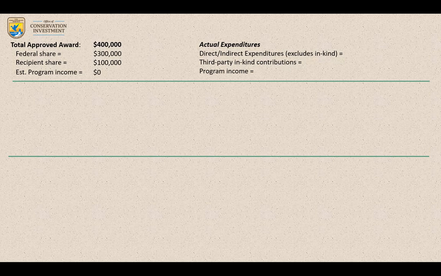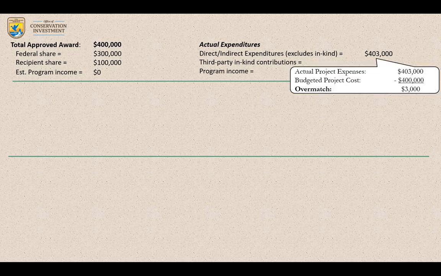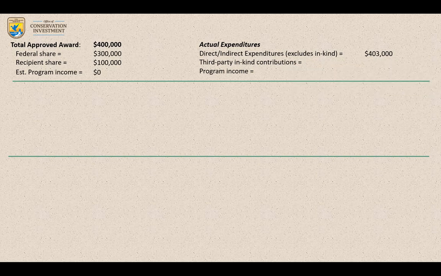Upon completion of the project, the recipient has charged a total of $403,000 in direct and indirect project-related costs to the award. This means that the cost of completing the project was higher than the $400,000 that the recipient budgeted for. These additional costs should be included in the recipient's cost share as overmatch. There were no third-party in-kind contributions applied to the award. Additionally, no program income was earned during the award period of performance.